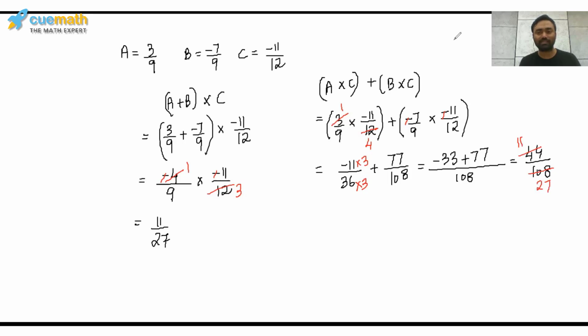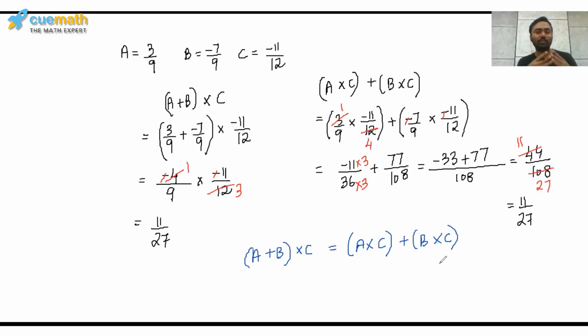So basically this is the result of the second expression. And now we look at both the values which we have got from both the expressions. So we can draw a conclusion that A times B, in fact, it's A plus B. So A plus B times C is equal to A times C plus B times C. So we can conclude that multiplication of rational numbers is right distributive over addition.